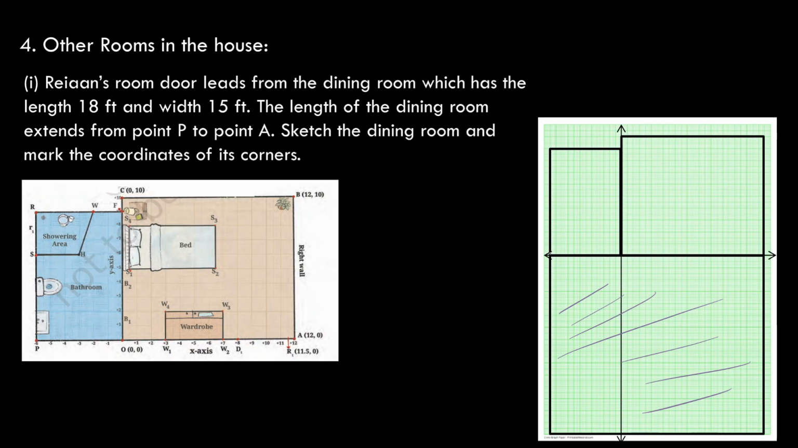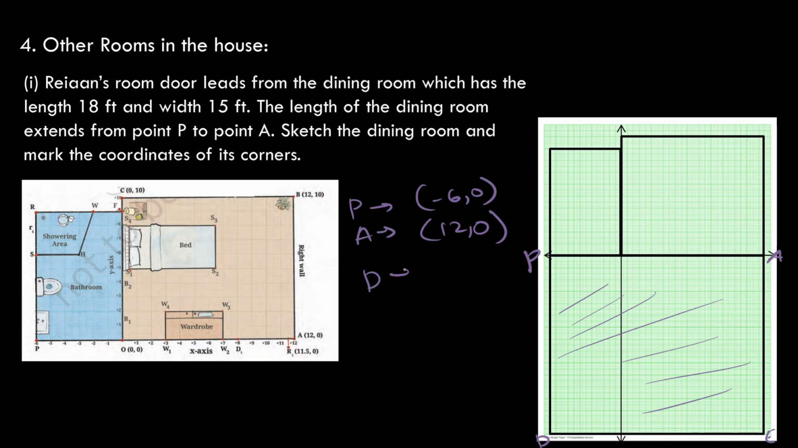Sketch the dining room and mark coordinates of its corners. So let us make its corners P, A, D and E. These are at the bottom. So point P is at -6, 0. A is at 12, 0.